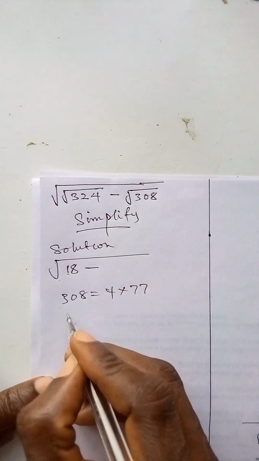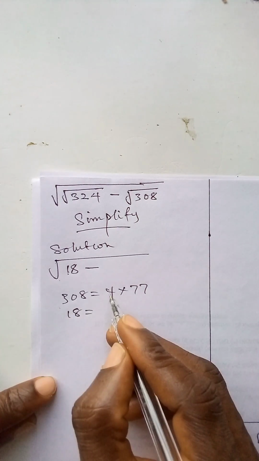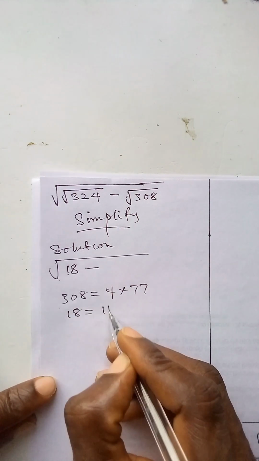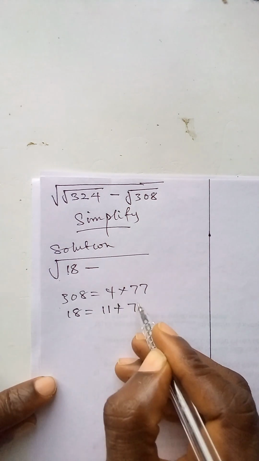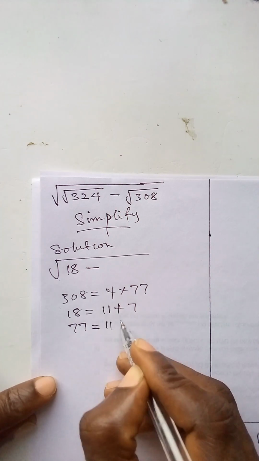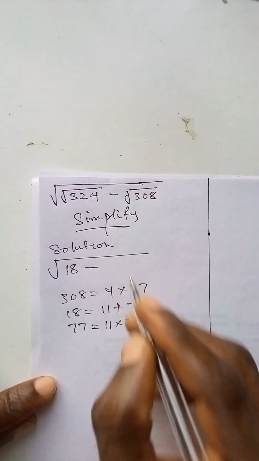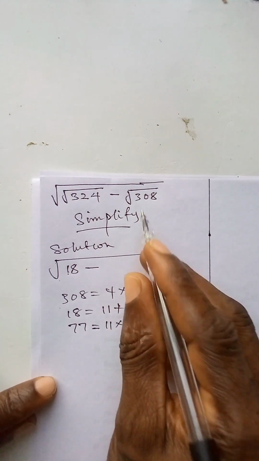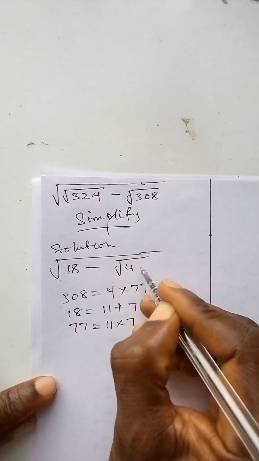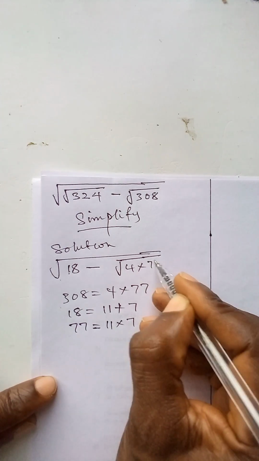Also, this 18, I can express it as a sum of two numbers, which is 11 and 7. Then 77 is a product of 11 times 7. So I will make the substitutions here. So instead of writing 308, what I will write now is 4 times 77.